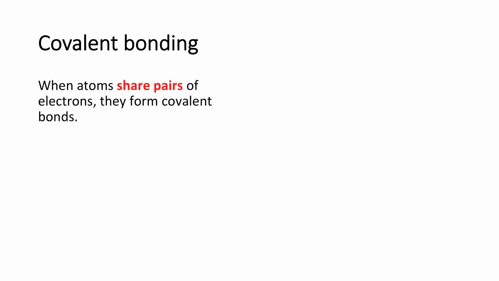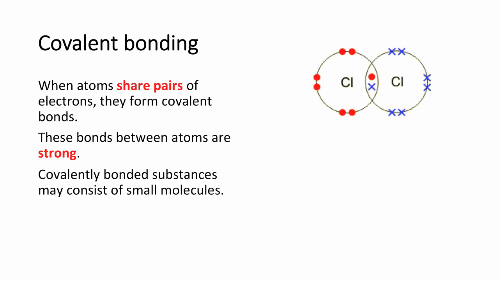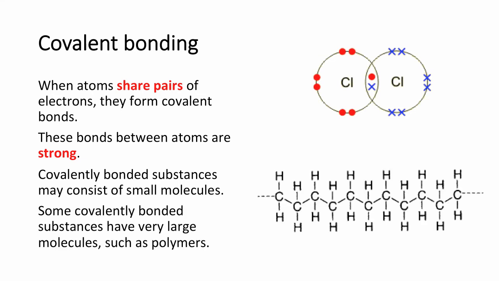Okay, moving on to covalent bonding. When atoms share a pair of electrons, they form a covalent bond. And of course these bonds are very, very strong. Covalent substances can consist of small molecules such as Cl2, or they can be very large such as polymers.